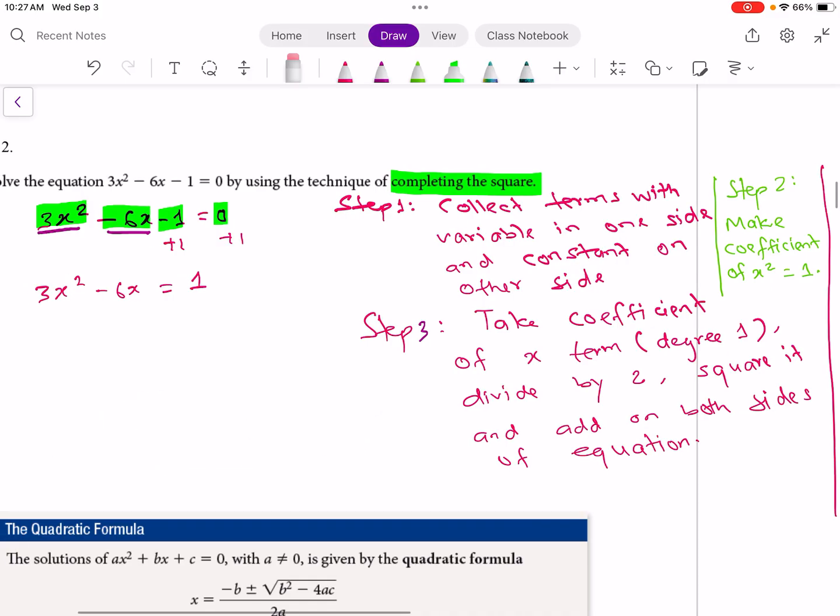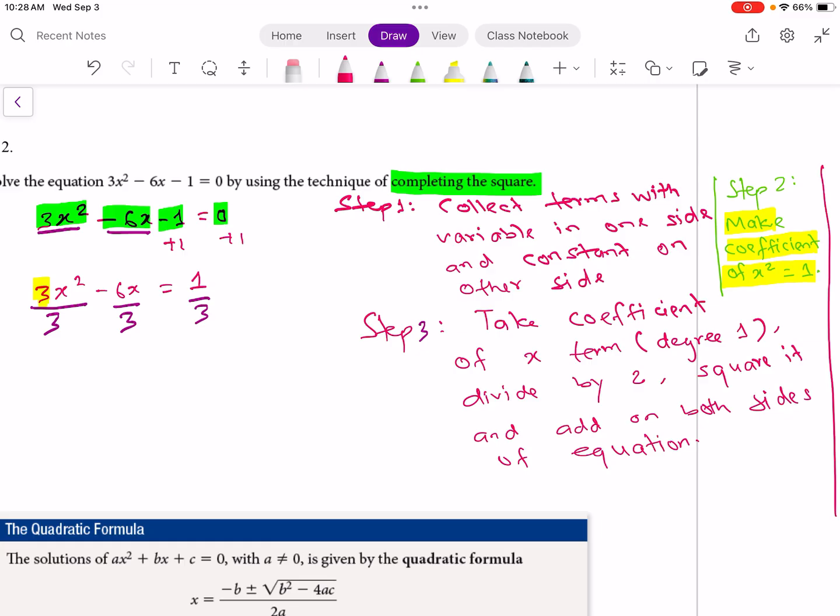Okay, so in step 2, we make the coefficient of square term equal to 1. What is the coefficient of square term for our equation? 3. Now we have to make that 3 equal to 1. How do we make 3 equal to 1? What do we need to do? Do we add, multiply, divide? So to make this 3 equal to 1, we divide each term by 3. So you divide each term, okay? Make sure you are dividing each term. So this is our second step.